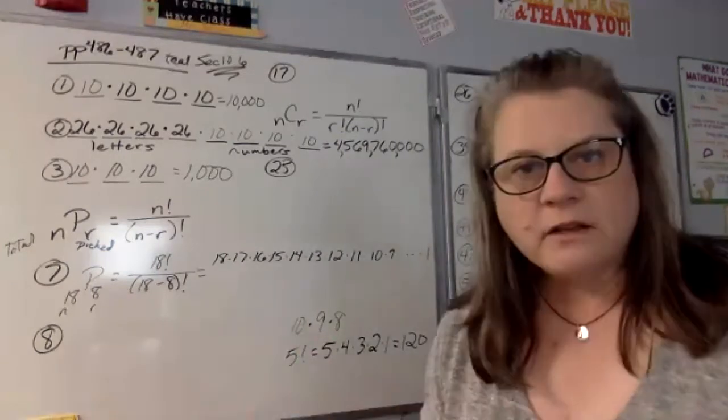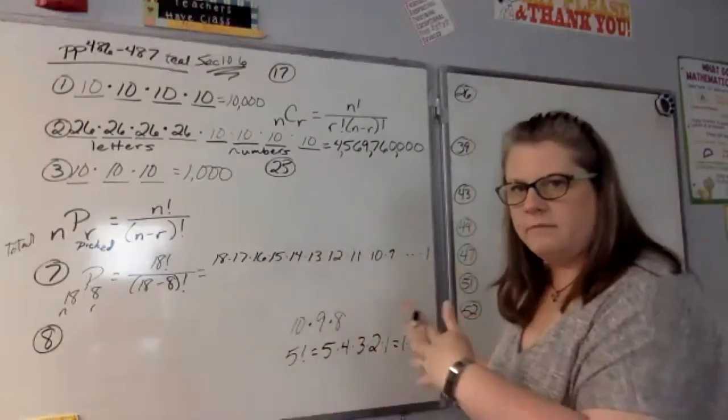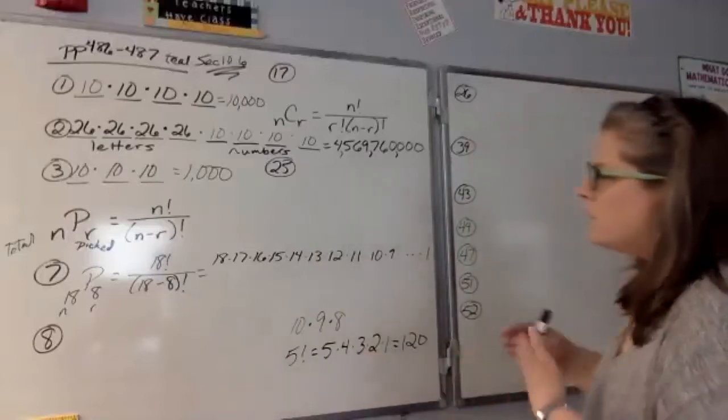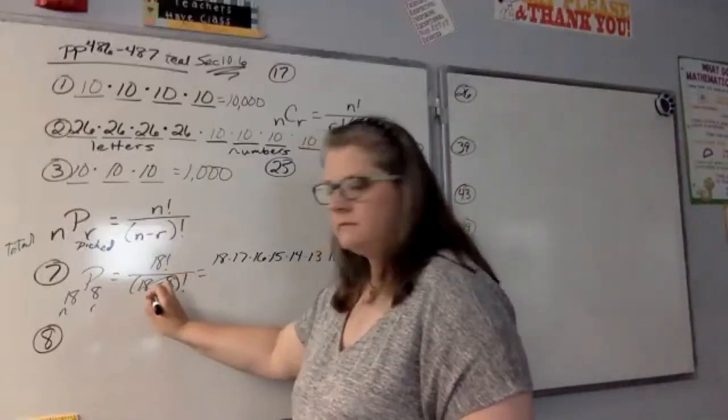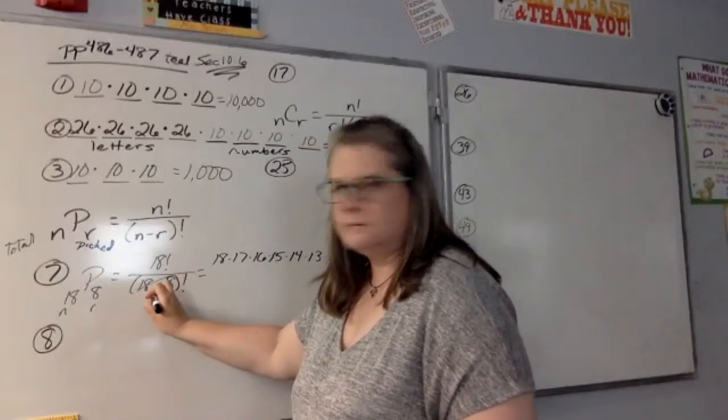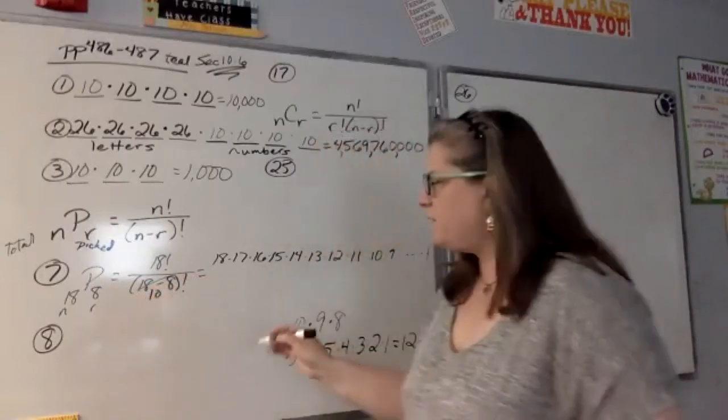And I'm not going to make you do that on these problems. I'm just showing you what it means. Okay? For the bottom, 18 minus 8 is what? 10. So on the bottom, I have 10 factorial.